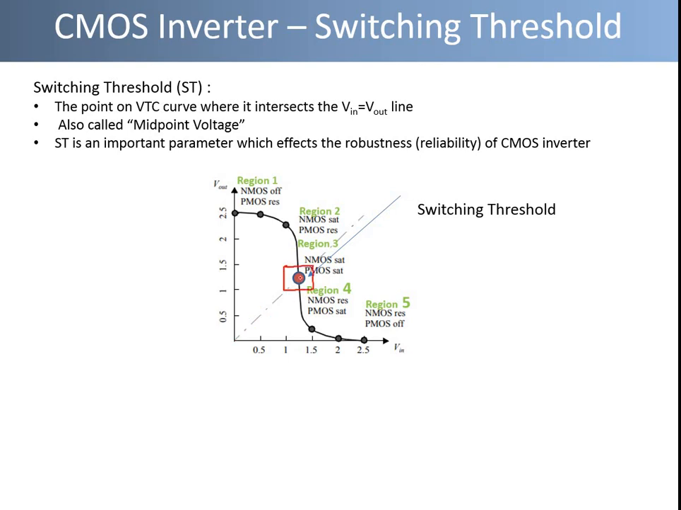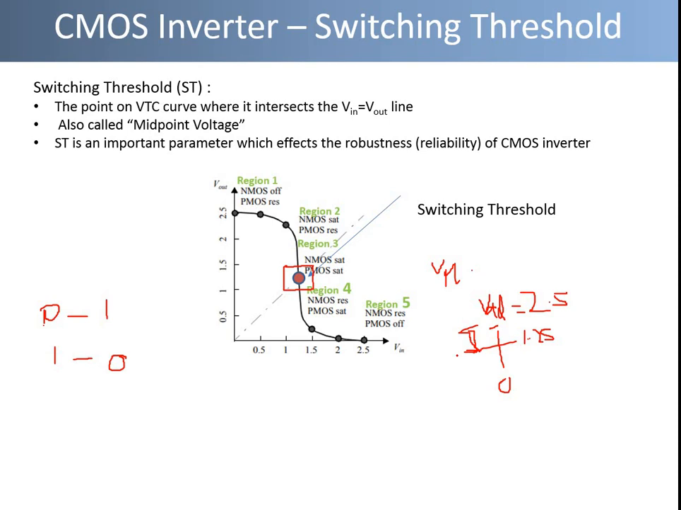The Vin value at this point is called the switching threshold, and it is denoted by Vm. The switching threshold is an important input parameter of an inverter. It is actually the value of input voltage at which the transition from 0 to 1 or 1 to 0 takes place. For example, we have an inverter which operates from 0 volt to 2.5 VDD, and it has a switching threshold equal to 1.25 volts.